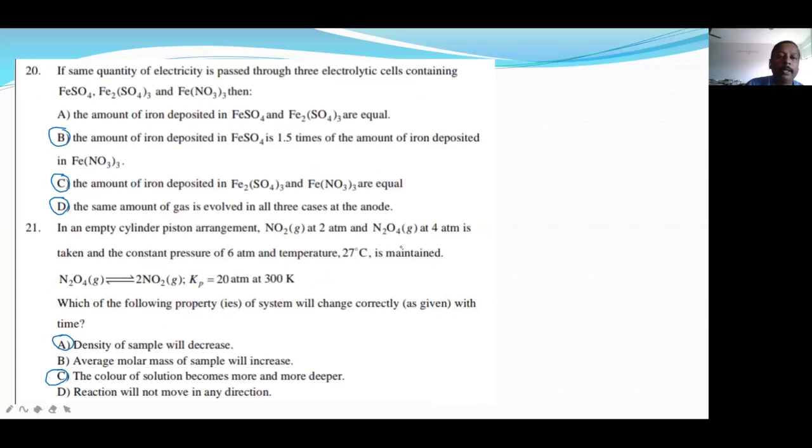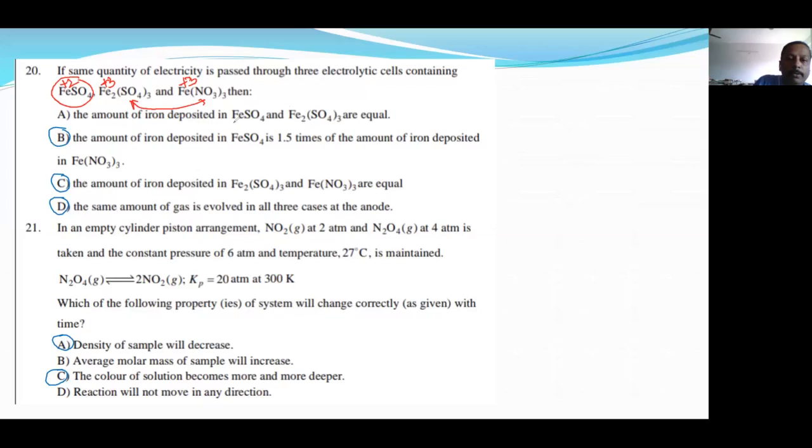Okay, if the same quantity of electricity is passed through electrolytic cells containing, listen very carefully, theory questions are more dangerous according to me, because if a full stop is there instead of a comma, the meaning will be entirely different. Here you need to understand where you have to take care. Here iron is in the form of +2. Here iron is in the form of +3. Here iron is in the form of +3. But these two anions are different. Okay, the correct statement we have to find out.